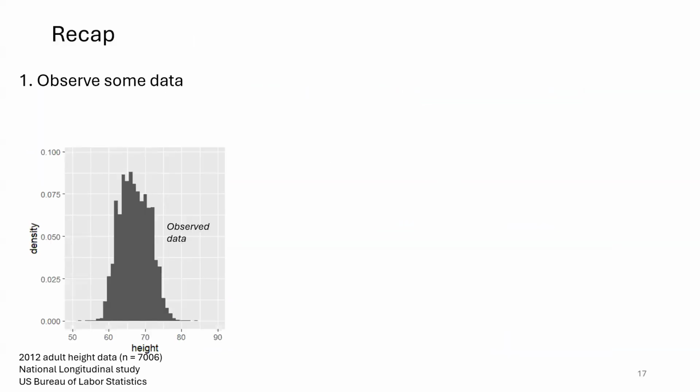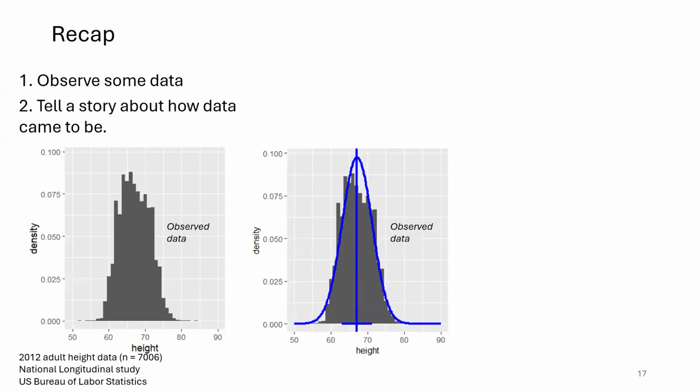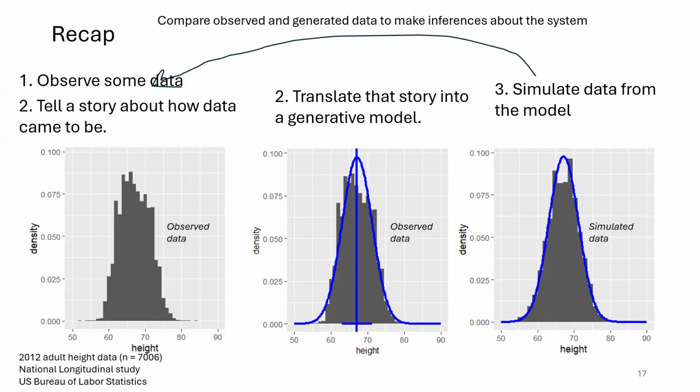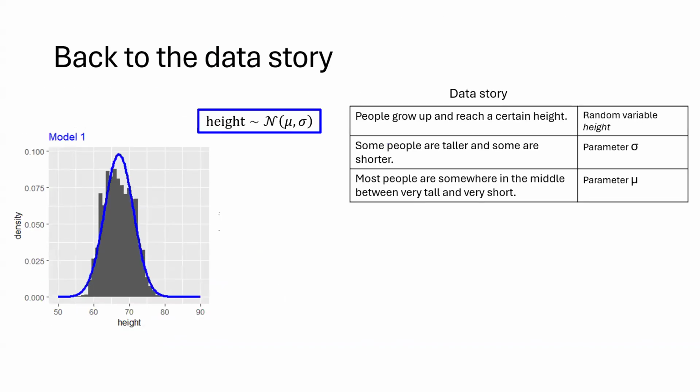So just to recap, we've observed some data, we told a story about how that data came to be and translated that story into a generative model, simulated some data using that model, and then what we could do next is compare the observed and generated data to make inferences about the system. And so this is an example of one iteration of what we might go through in a Bayesian data analysis workflow.